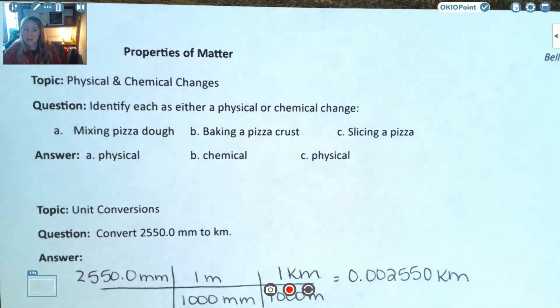I would like you to start your chemistry class strong with these 4 targeted Bellwork questions that are designed to help you assess your students' understanding of 4 topics that we talk about in our Properties of Matter unit. These topics include physical and chemical changes, metric unit conversions, significant figures, and density calculations.